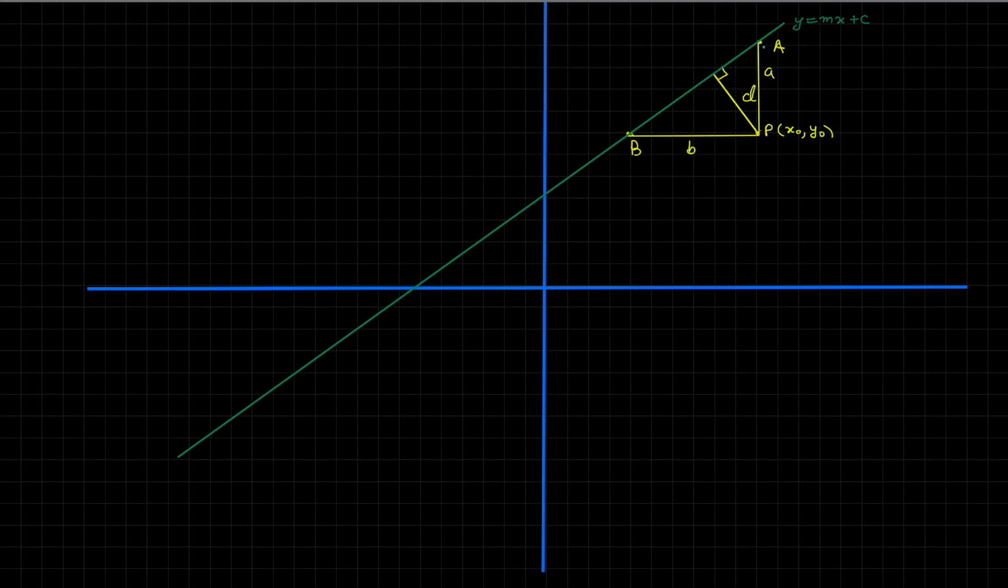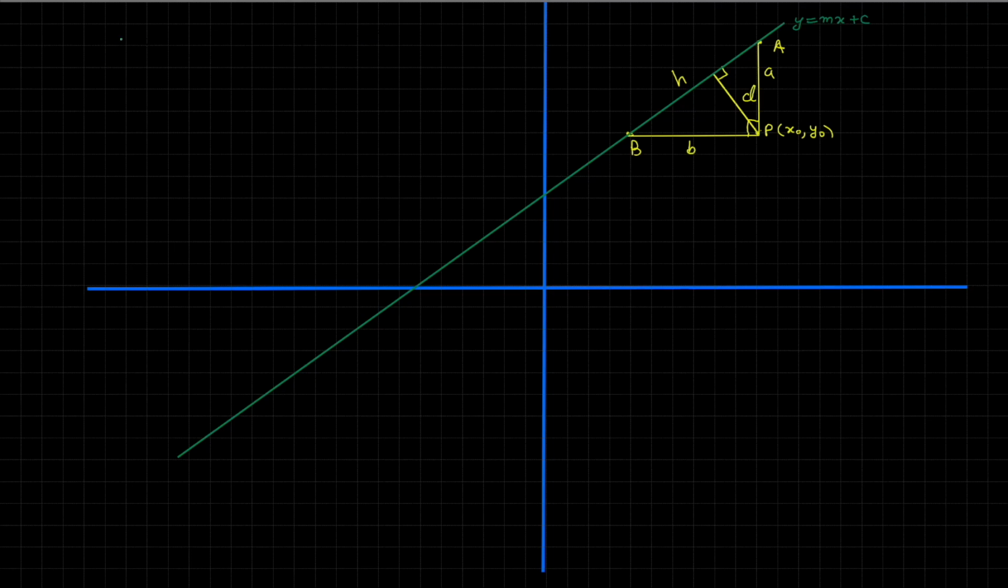One thing to note is that the triangle APB is a right angle triangle because AP is parallel to the y-axis and BP is parallel to the x-axis. So I'm going to label the length of the third side AB as h, which is the hypotenuse of the triangle APB. Now let's see how a, b, d and h are related.